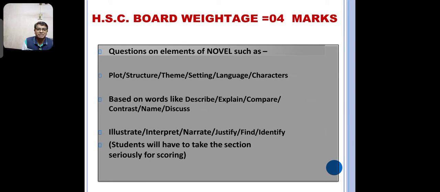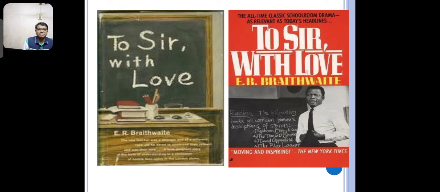Now we move forward and discuss today's novel, that is To Serve with Love. Here they have given the cover page of that book, that novel.